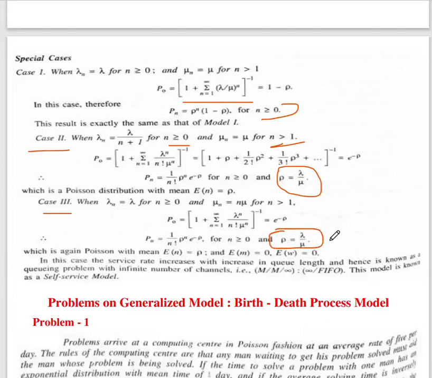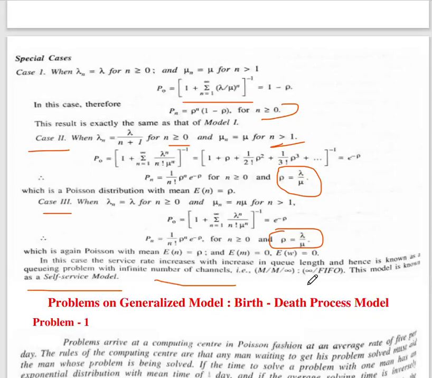Okay, so this will give again a Poisson distribution with mean E of n equal to rho, E of m equal to 0, and E of w equal to 0. In this case the service rate increases with the increase in the queue length, and hence it is known as the queuing problem with an infinite number of channels, that is M/M/infinity, first in first out. This model is known as a self-service model.